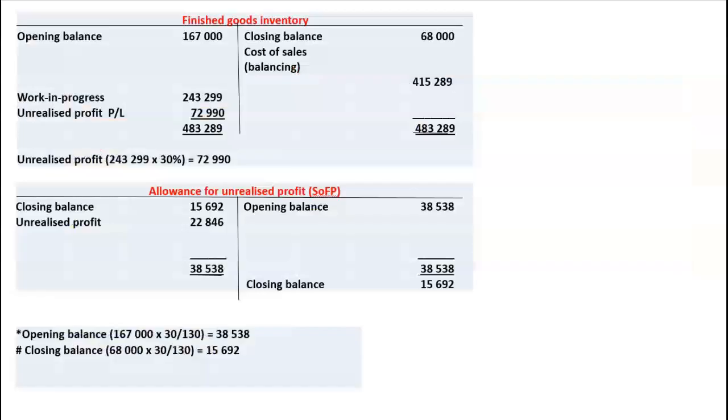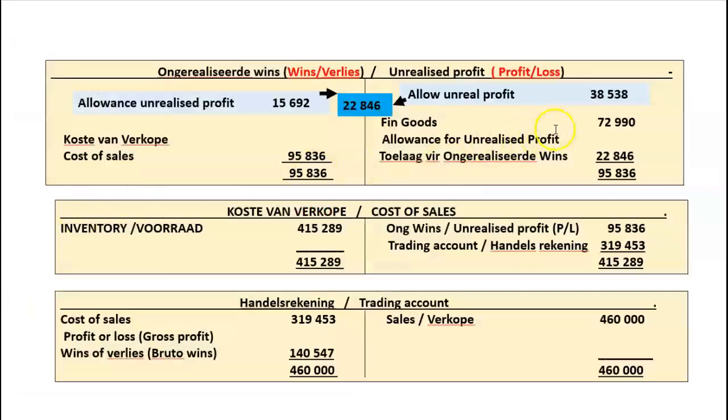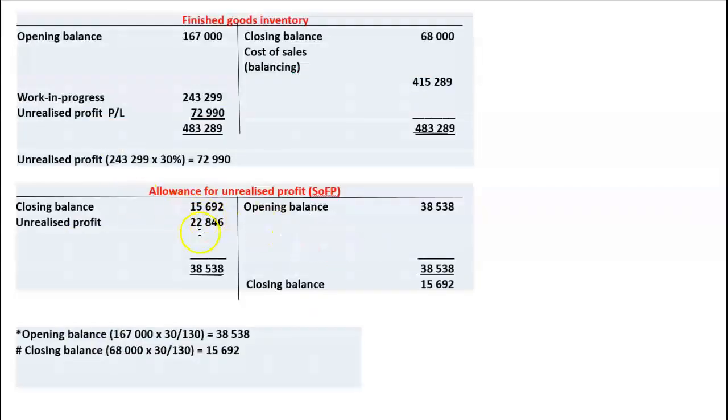Then we could have said, well, in our closing inventory, there's also going to be unrealized profit. So 68,000 times 30 divided by 130 gives us 15,692. So that is what we want the closing balance to be on our allowance for unrealized profit. If we go back to the previous one, what we have done here is we've taken out the full 38,538. So there's nothing left.